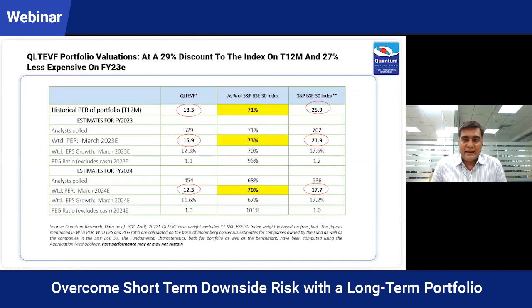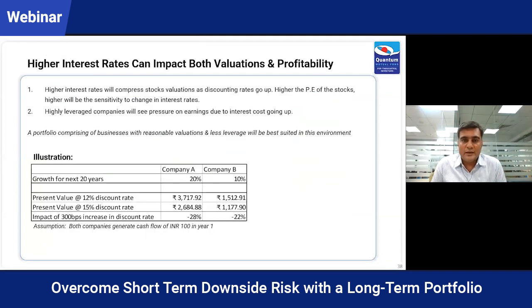Even from a valuation standpoint, if you look at our fund's valuations, Quantum Long-Term Equity Value trades at close to 18 times trailing 12 months. If you look at the Sensex, it is trading at close to 26 times. So that is a substantial discount to the BSE 30 index. Even on a forward earnings basis, we are at a deep discount. We are trading at close to 16 times versus the index at close to 22 times. So we have a lot of valuation comfort, and in the next slide, I'll try to explain how valuation comfort helps in this rising interest rate environment.